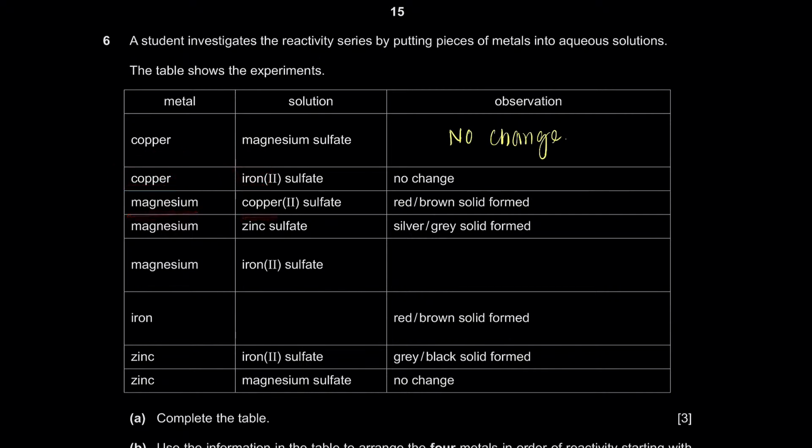Magnesium with copper, it will change, and what will happen? Red-brown solid formed. So copper shows as a red-brown solid over here because it's hard to see. Okay, fine. Magnesium and zinc sulfate, silver gray solid formed because zinc is produced. Okay. Magnesium and iron. What's gonna happen? Iron will be produced. What do you guys think I'll write here? Iron is also being produced here, and they say gray-black solid formed. I'll also say gray-black solid formed.